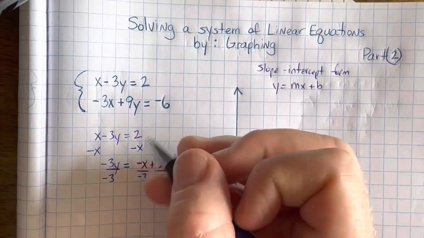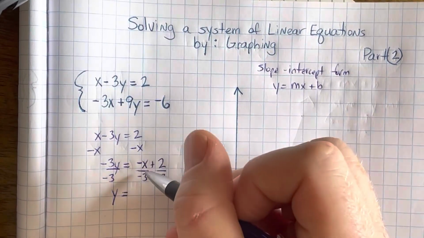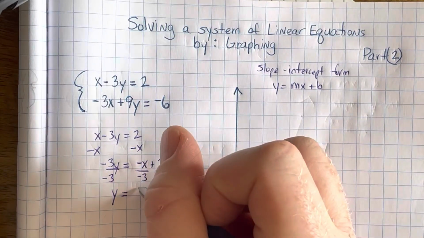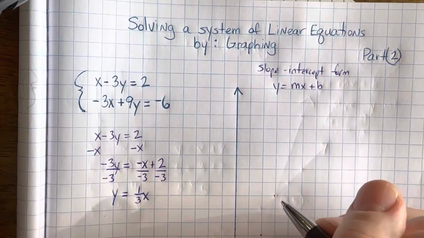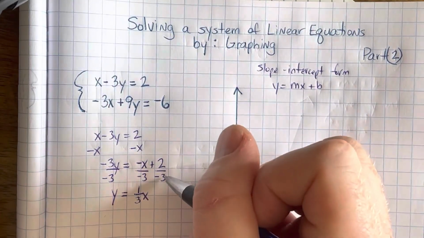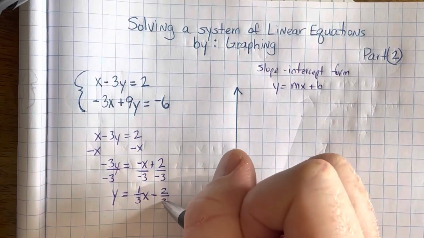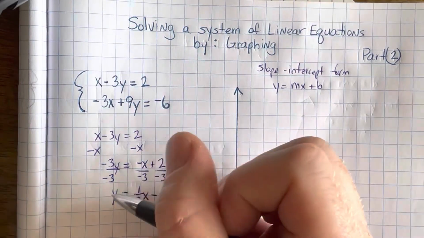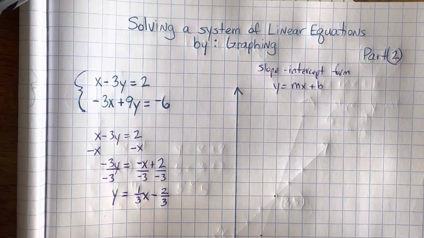So this is going to cancel out. You've got y left over. y equals negative divided by negative is a positive. This is basically going to be 1/3 x. And then this is going to be a positive divided by negative, which is a negative. So minus 2/3. It's kind of a funky equation, but that is what it is.